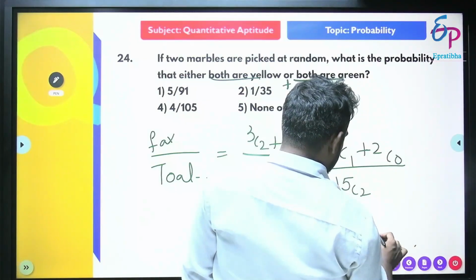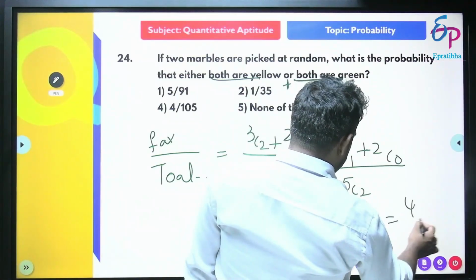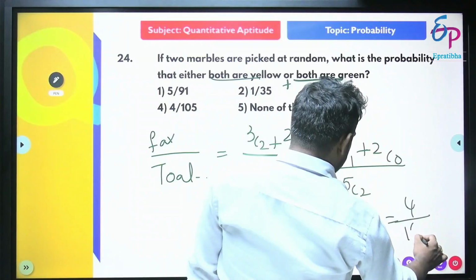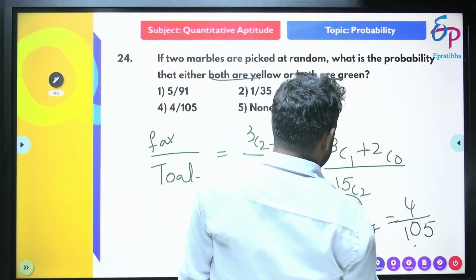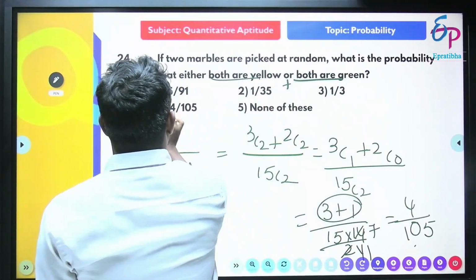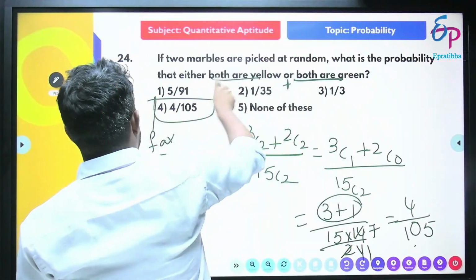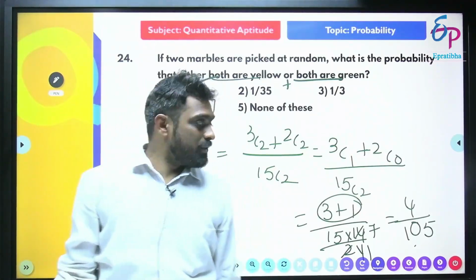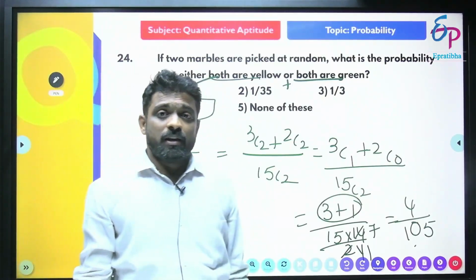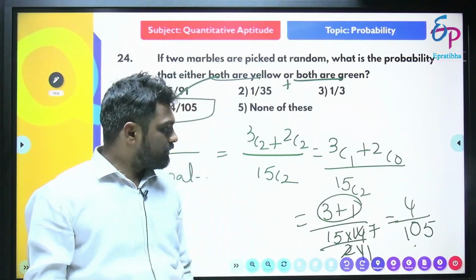2 sevens. 3 plus 1, 4. 15 sevens are what? 105. 3 plus 1, 4. 15 into 7. 2 sevens are 14, right? 4 by 105. Where exactly? Option number 4 is the absolute solution for the given question.